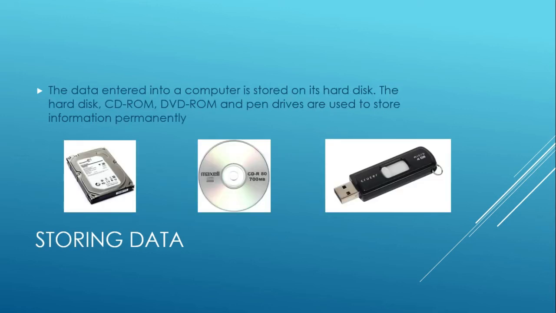We are talking about storing data. The data entered into a computer is stored on its hard disk. The hard disk, CD-ROM, DVD-ROM, and pen drives are used to store information permanently. The first image shows you the hard disk. The middle image shows you a CD-ROM, and the third image shows you a pen drive, which is a flash disk. You can also have a memory card stick that can do the same work. I don't know if you're familiar with this, but if you're not, I can create a separate video which will help you understand this.